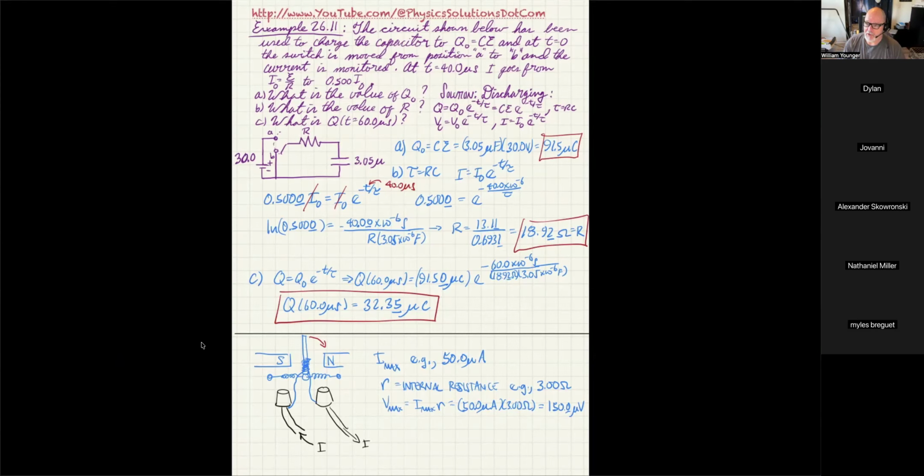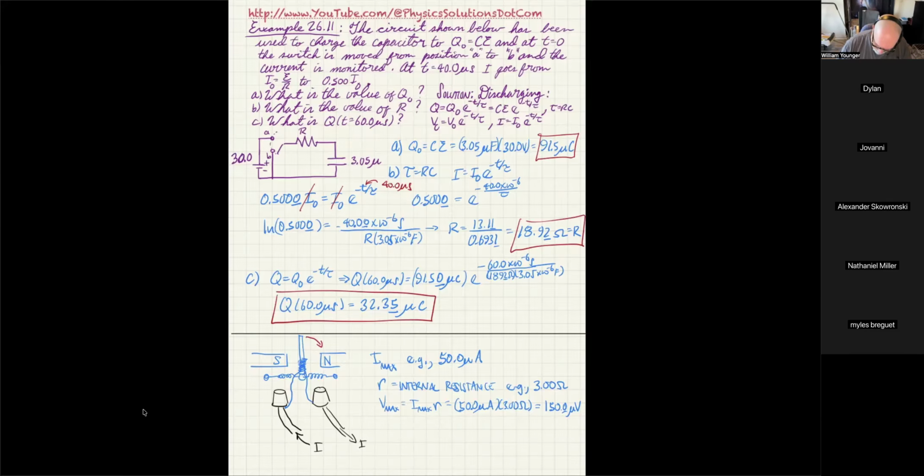You can even dial it up to measure the size of the current that you want or the size of the voltage that you want, almost up to any value, almost. Okay, so let's go on to example 2614.